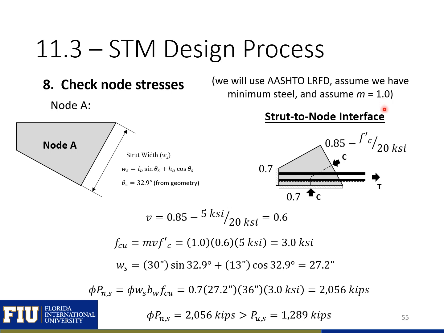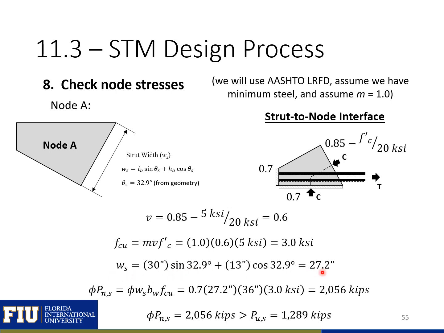You can see node A is a CCT node. So we'll use these factors for nu. And if we're looking at our strut to node interface, then our nu is equal to 0.85 minus 5 ksi, which is the strength of our concrete, divided by 20 ksi, which is equal to 0.6. And our 0.6 falls within our range of 0.45 to 0.65, so we're okay using that. We can use this and our assumed m equal to 1 to find our f sub cu, then calculate the width of our strut to node interface using this expression from geometry, where 30 inches is our bearing length and 13 inches is the height of our back face, and 32.9 degrees is the angle of our strut.